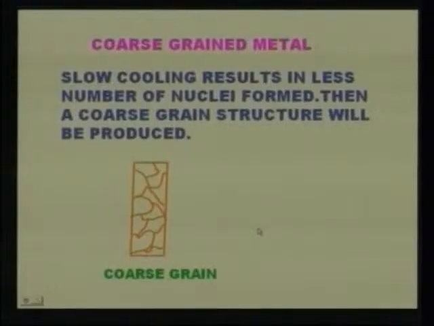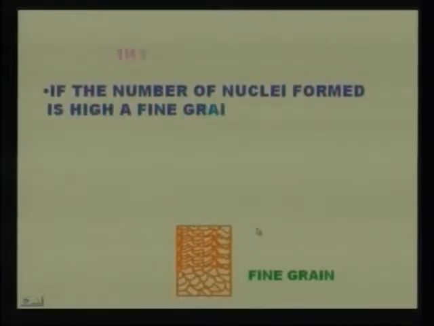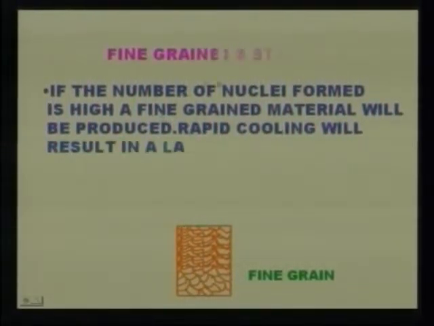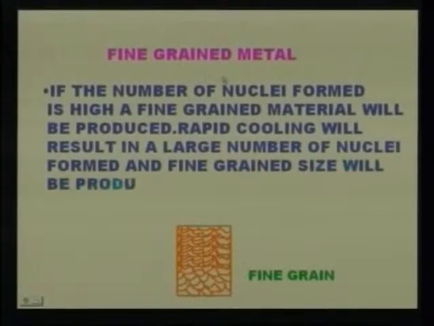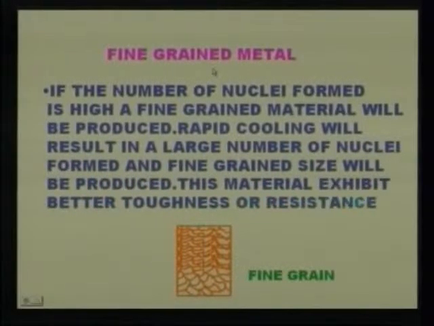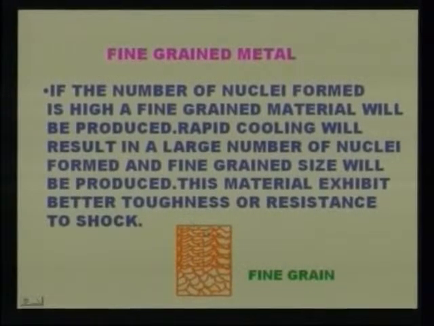Now let us see fine grained material. In fine grained material, the number of nuclei is high. When cooling takes place, more number of crystals are formed. Let us see what is fine grained metal. If the number of nuclei formed is high, a fine grained material will be produced.